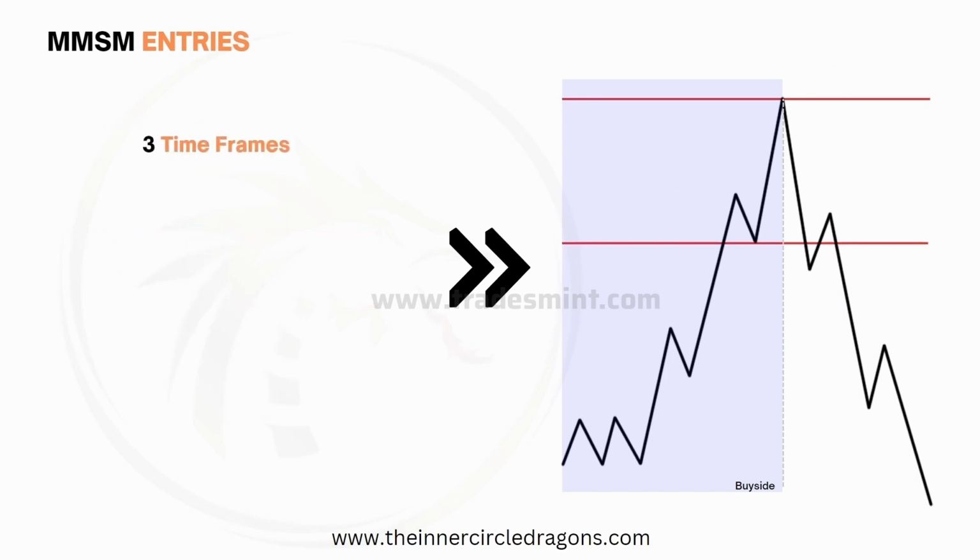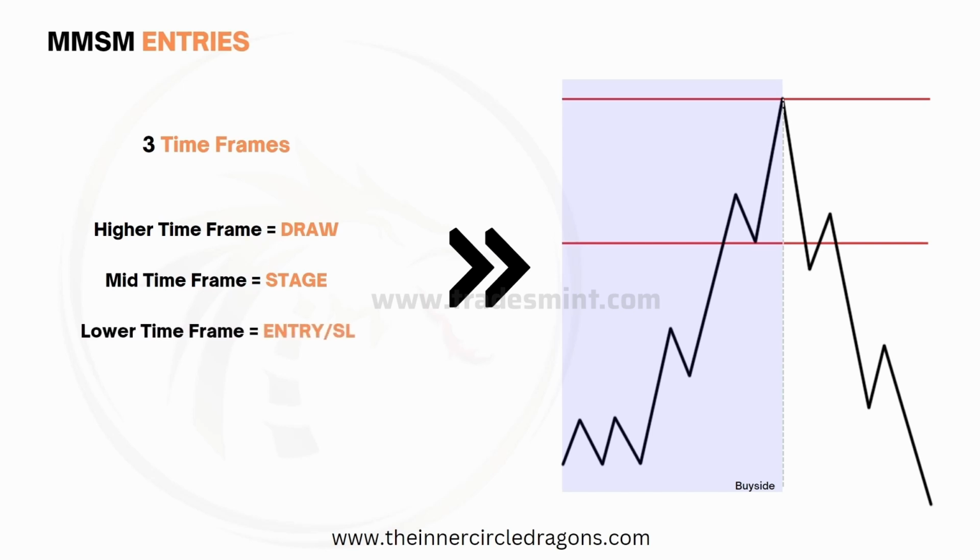These red lines are delineating the imbalance. Now, I always recommend that when you are looking for entries, you use 3 different time frames. You use a higher time frame, which will be your draw. You use a mid time frame that will set the stage, and your lower time frame should only be used for entries or placing your stop loss, refining it ideally, right? But your reason for entry should be based on your mid time frame, so your stage.